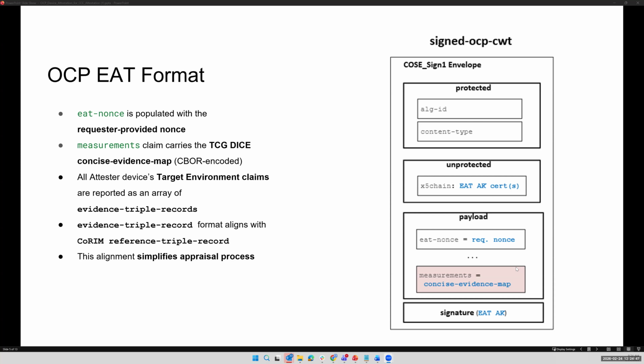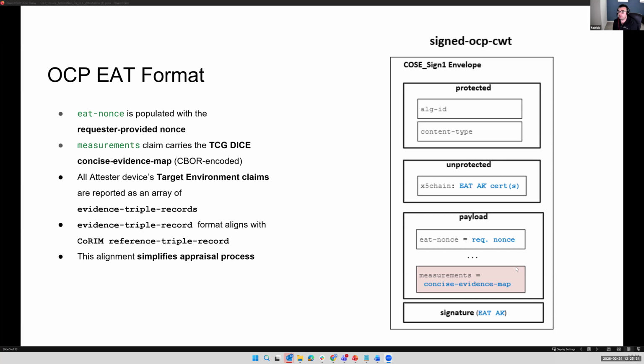Okay. And the second thing I would like to clarify: I think what you said was you have brought the evidence triple record from the TCG spec. The reference triple record is just one record in the evidence triple record. There are other triple records as well, like the identity triple and the attest key triple, which go eventually in the evidence triple record. Yeah, that's correct. I was oversimplifying that. I agree with you. Thanks for the clarification.